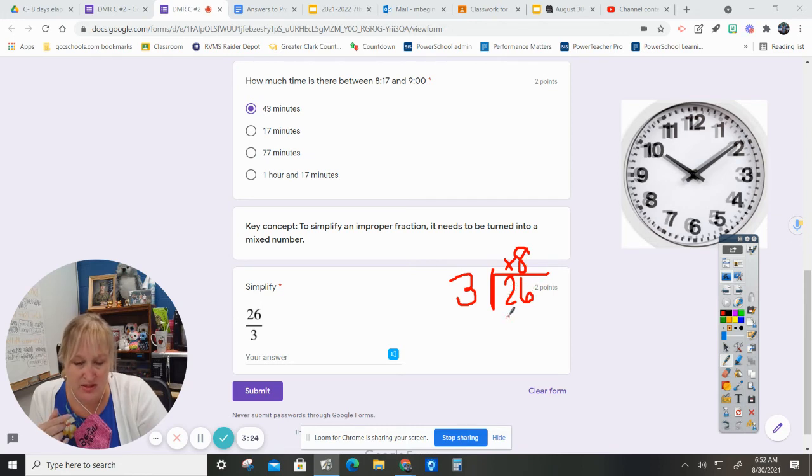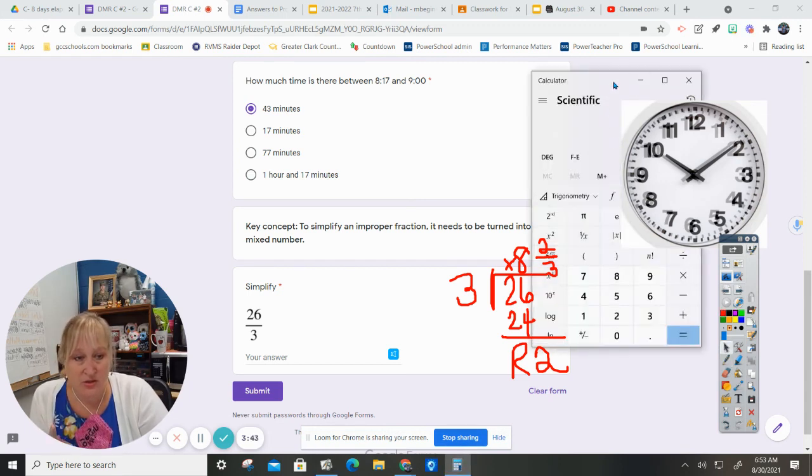So 3 times 9 is too much, but 8 will work. So 8 times 3 is 24. I have a remainder of 2. So I will write that 2 as a fraction, as 2/3. So that is one solution, the preferred solution.